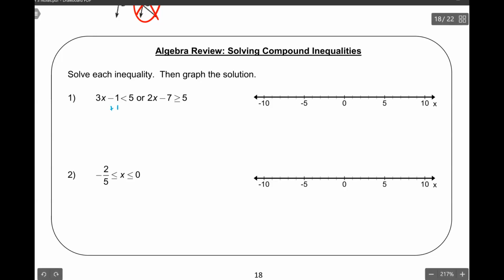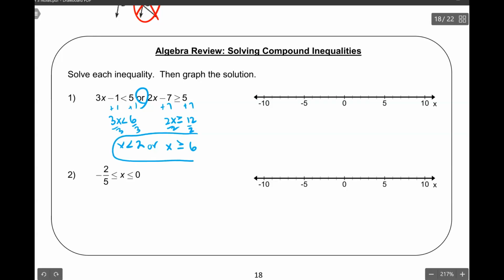Okay, so we have to get the x by itself, divide by 3, and we have x is less than 2. Okay, so over here, let's add 7 to both sides. 2x is greater than or equal to 12. Divide by 2. So we have an or, right? Don't forget we have that or in the middle. So x is less than 2 or x is greater than or equal to 6.